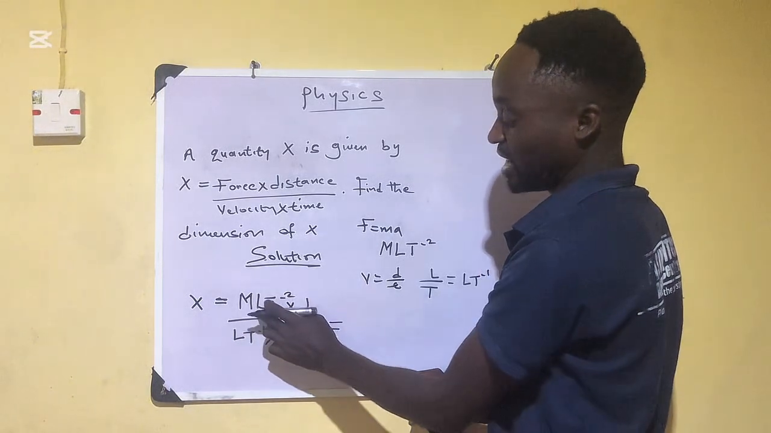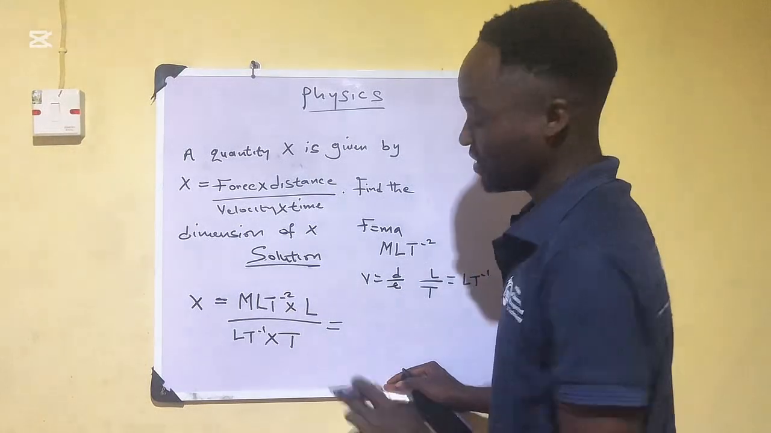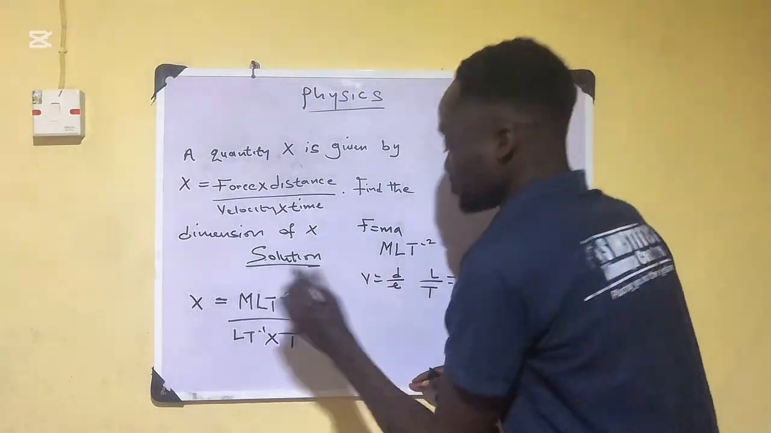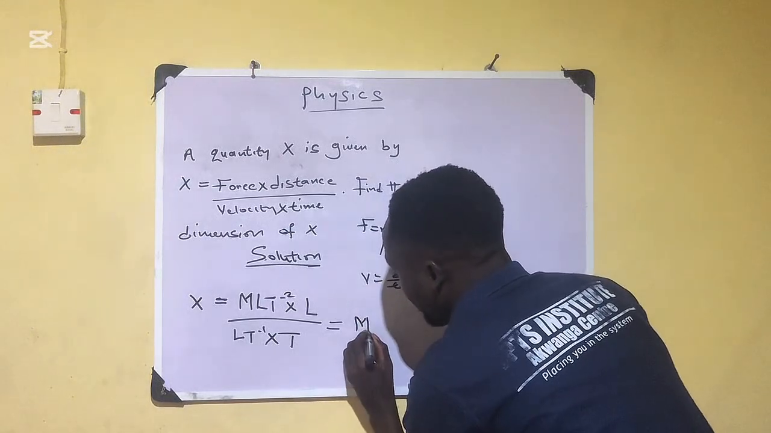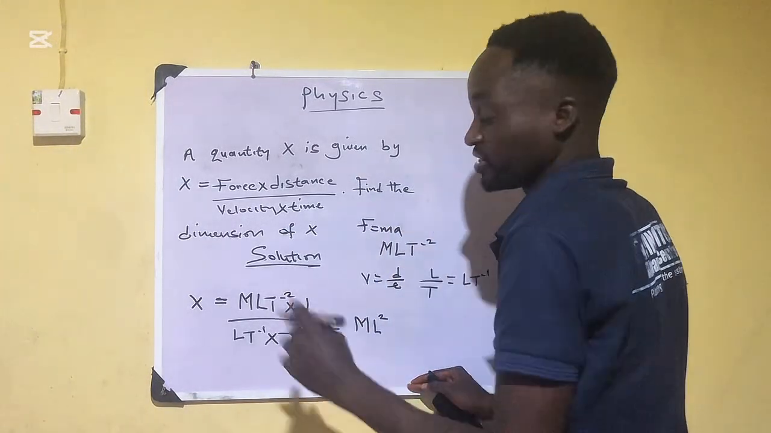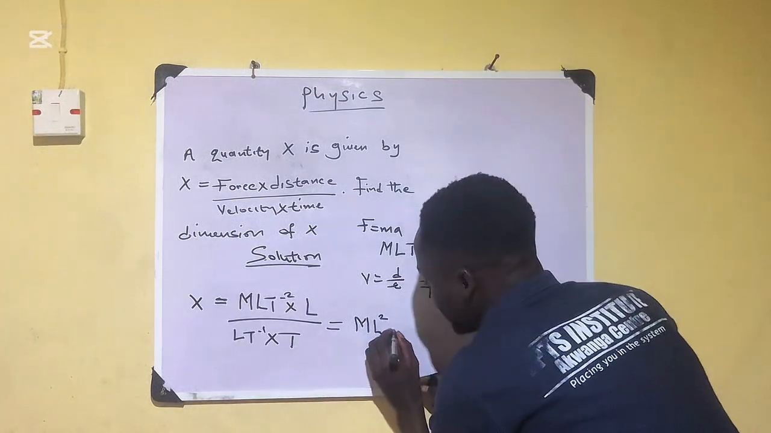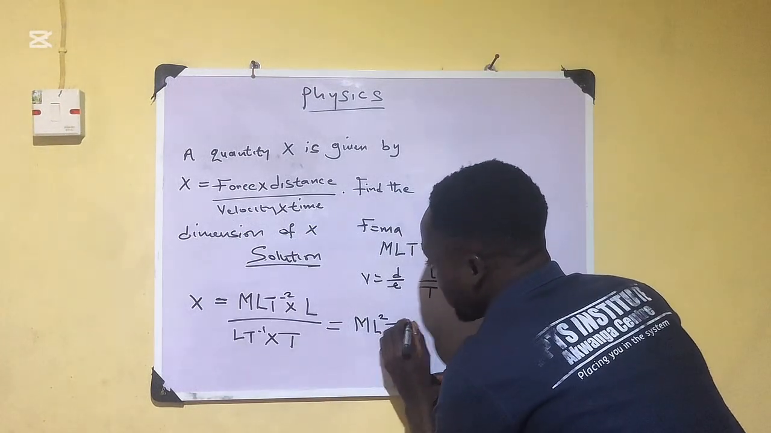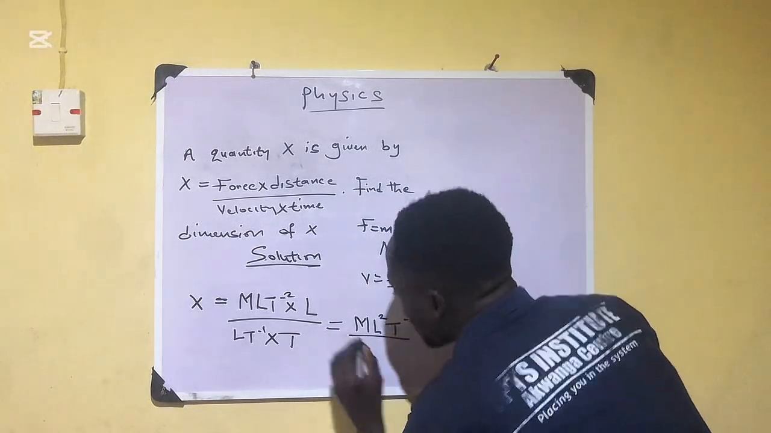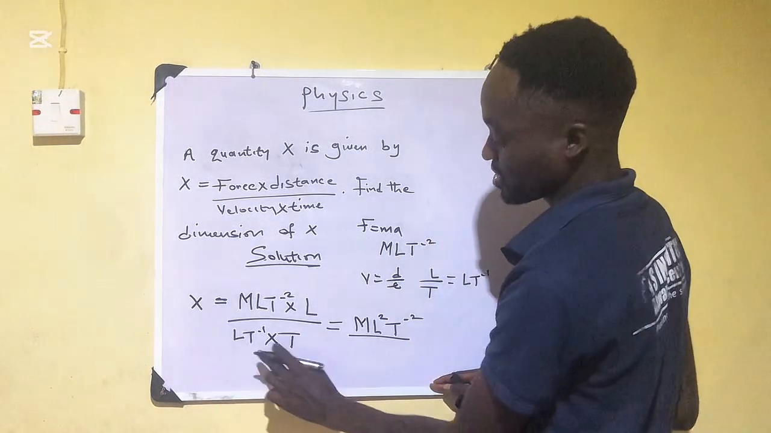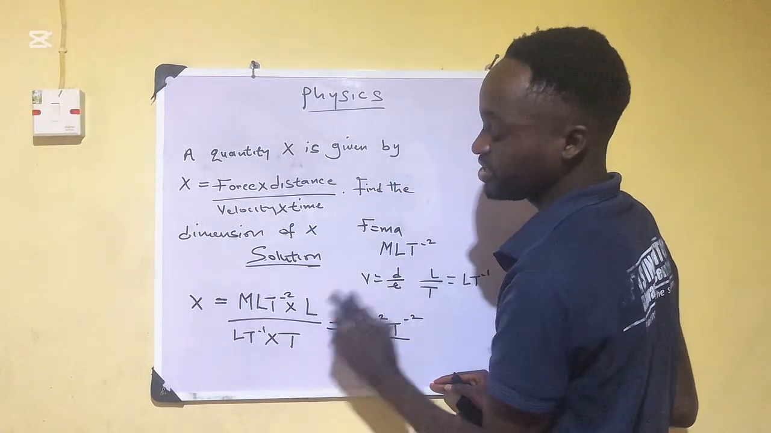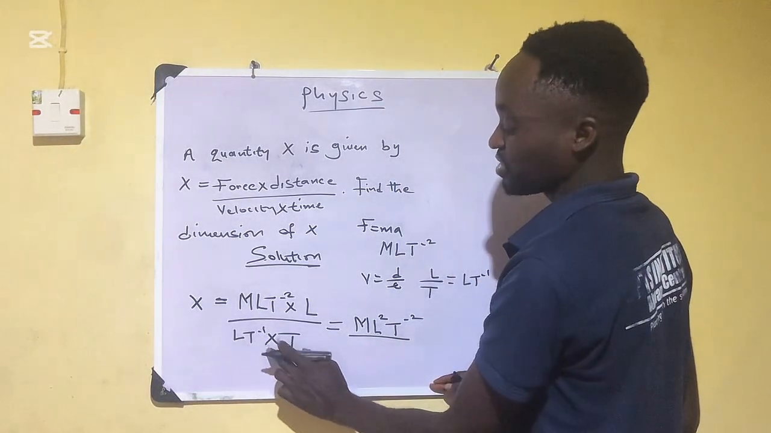And remember this, we have L here, and we have L. By the time we multiply, we are going to have L squared, because L times L will give us L squared. So this becomes M L squared times T to the power of minus 2, all over. Now for this one, we have L T to the power of minus 1 times T.